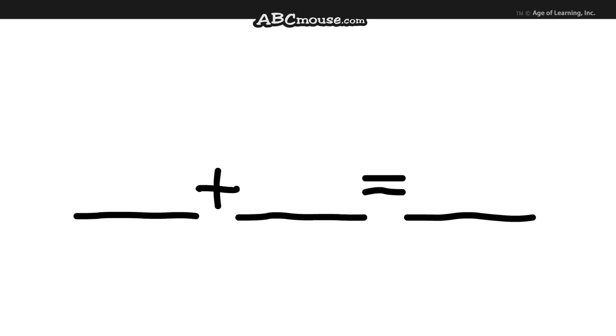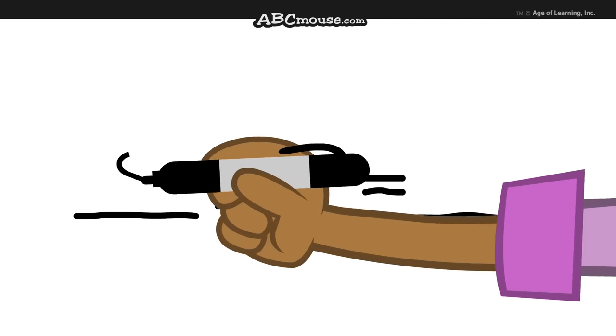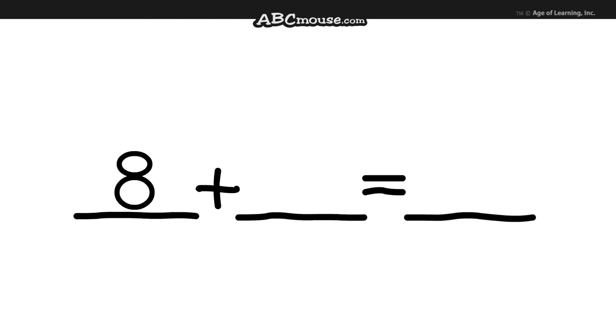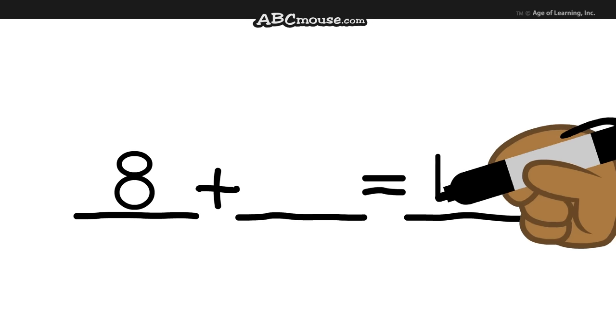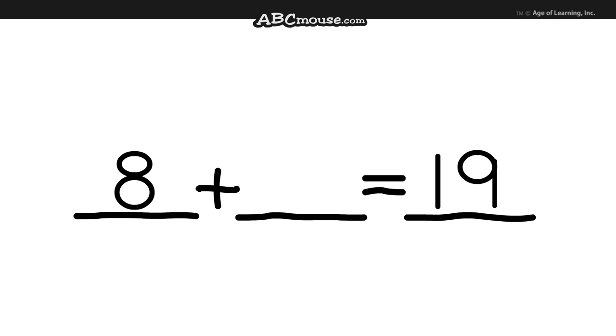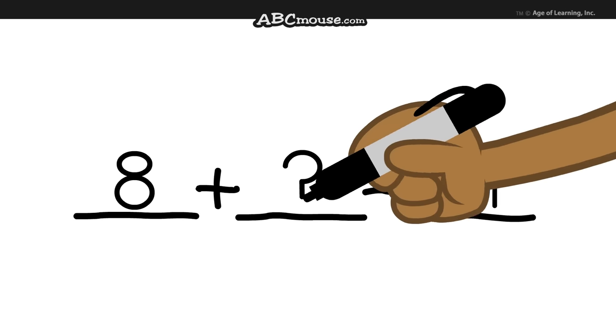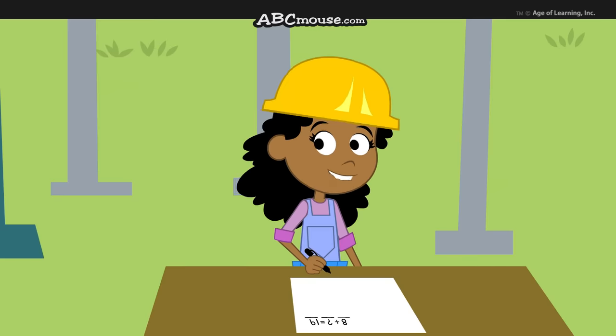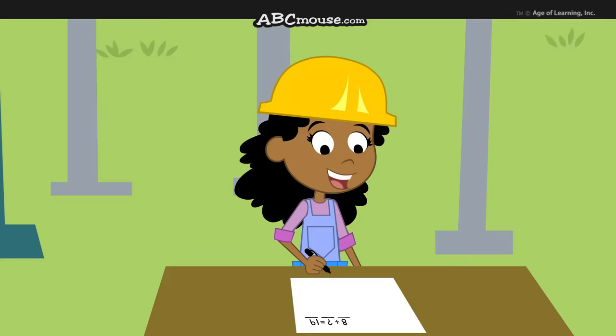Now we need to figure out the missing numbers. You started with 8 beams. So let's put the number 8 in the first space. The next thing we do is ask ourselves, what else do we know? Well, we also know there's a total of 19 beams in the bin. Since it's the total, that number goes after the equal sign. Because we don't know how many the crane added, we'll put a question mark there. That stands for the missing number. See? We've changed our word problem to a number sentence.